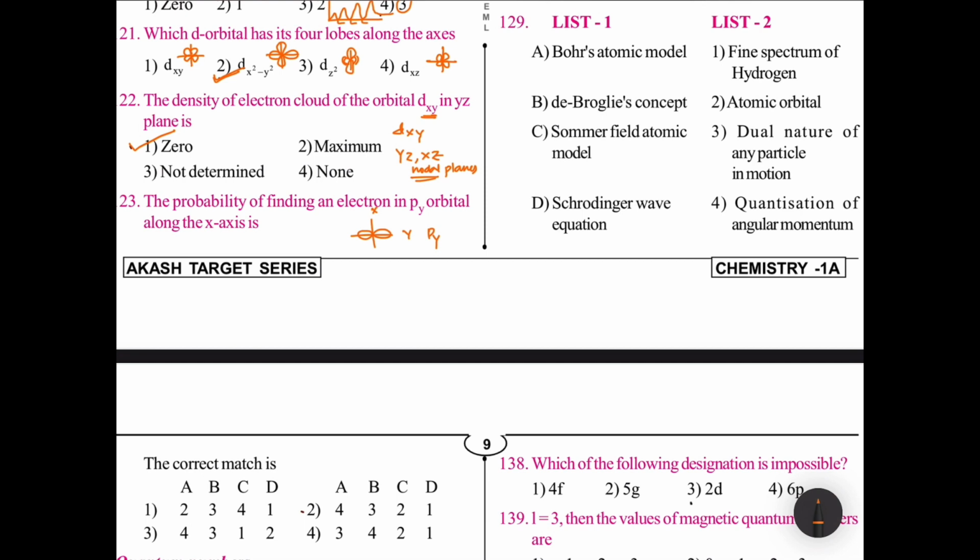And for A, it is quantization. Correct. For B, it is dual nature. For C, it is atomic model. For Schrodinger wave equation, it is fine spectrum. Done.